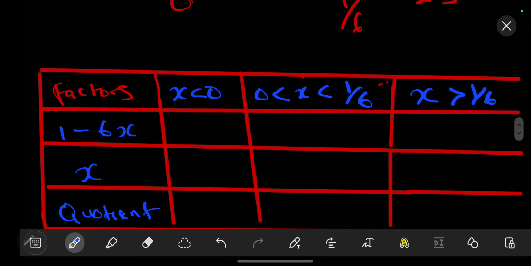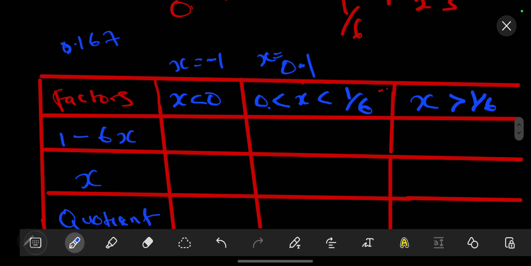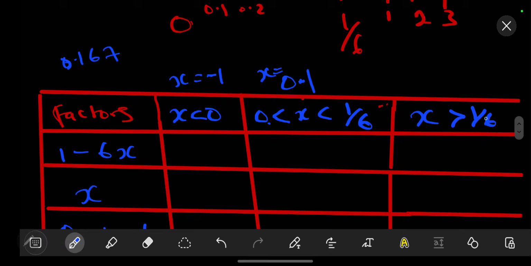Then from there, we are going to say if x is less than 0, it means that x can take a value such as -1. If x is between 0 and 1 over 6, 1 over 6 was approximated to be 0.167. So the value of x here that we can even use is 0.1. 0.1 is less than 0.16, so we can use that one as our x for the middle part. Then last but not the least, if x is greater than 1 over 6, x at this point can be equal to +1 like that.